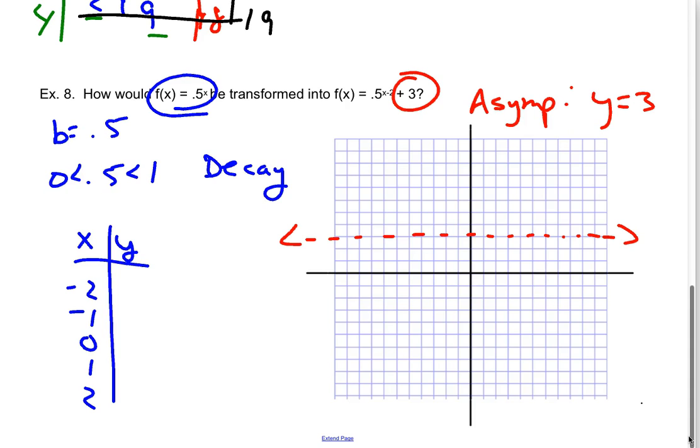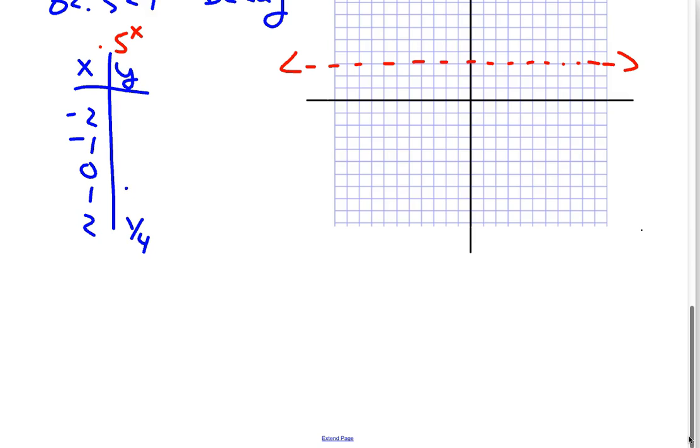If I plug in -2 simply into the 0.5 to the x, I got to do a half to the, that can be a little tricky. What's a half squared? A half squared is a fourth. A half to the first is a half. A half to the 0 is 1. A half to the -1 flips it over. That's 2. A half to the -2 is actually 2 squared, 4. So there's my starter graph.